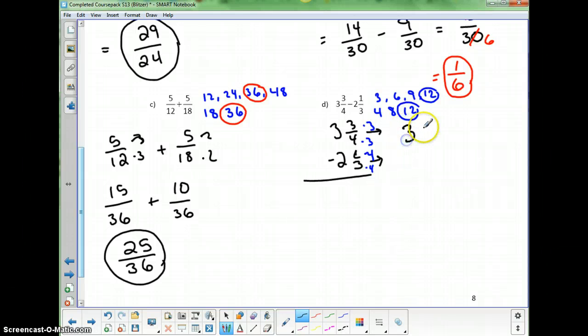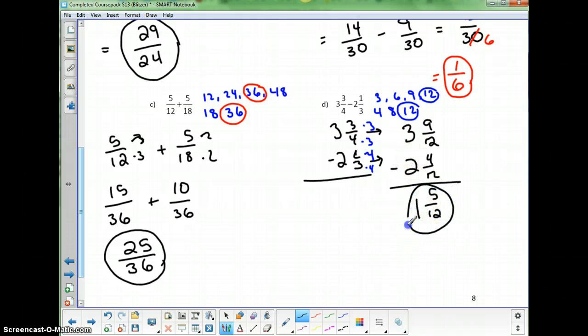So I'm going to change this to 3 9/12 minus 2 4/12. So 9/12 minus 4/12 is 5/12. And 3 minus 2 is 1. So my answer is 1 5/12.